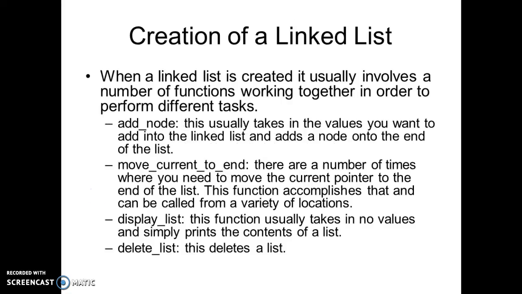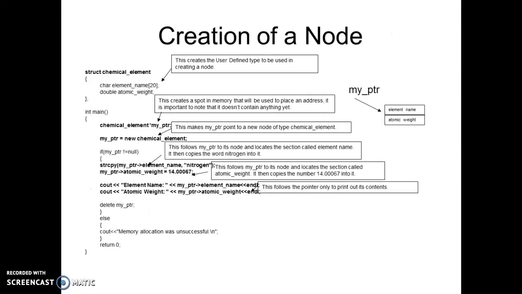Okay. So if you see right here, it'll say my pointer equals new chemical element, right? So what it's doing, it's assigning it. It says if my pointer is not equal to null, meaning that if my pointer hasn't yet been assigned, string copy my pointer element name nitrogen, meaning it's going to take nitrogen and put it in my pointer. And then where it says my pointer atomic weight, blah blah blah, what it's doing is it's assigning values to those particular elements.